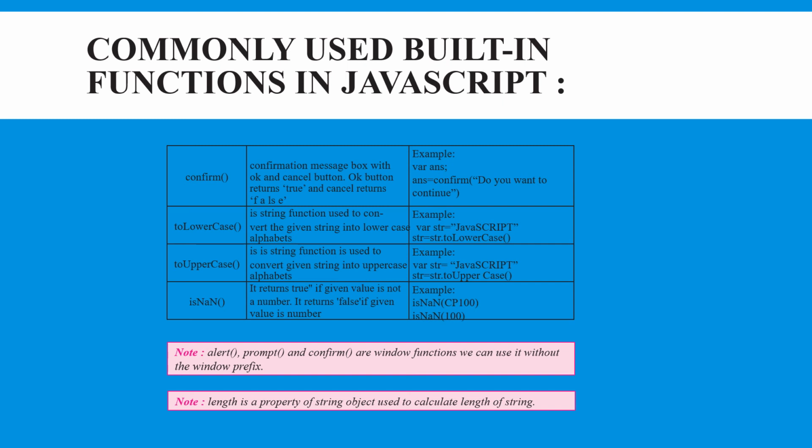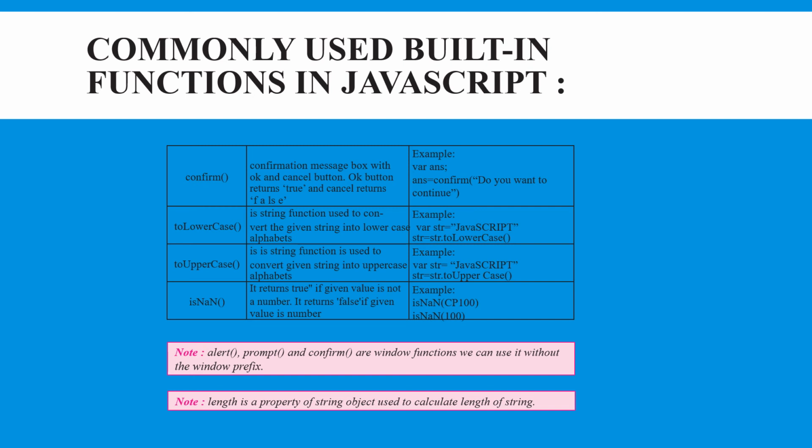toLowerCase, where L and C are capital. It is a string function used to convert the given string into lowercase alphabets. So var str = "JavaScript", and when you write str.toLowerCase(), it prints all the JavaScript letters in lowercase.